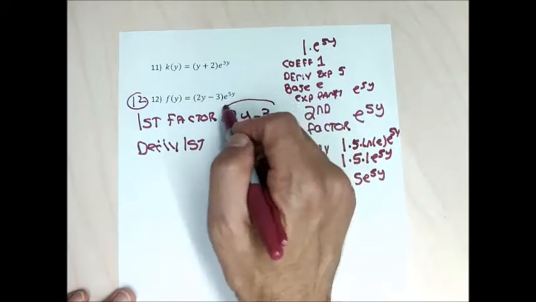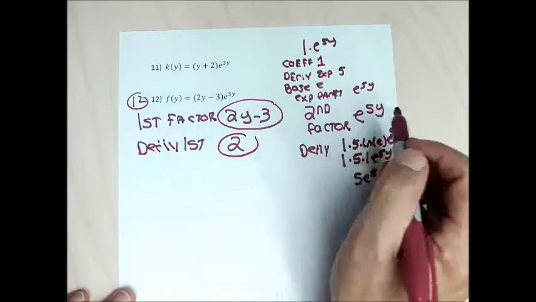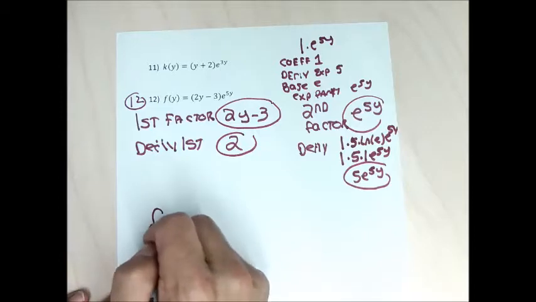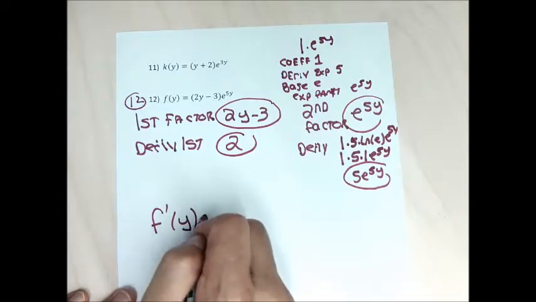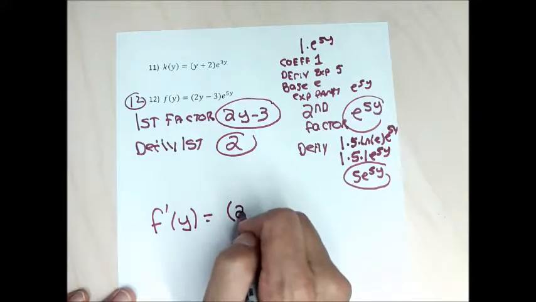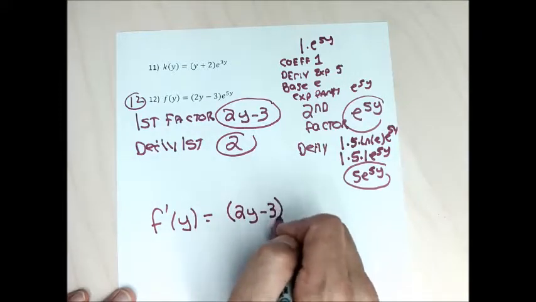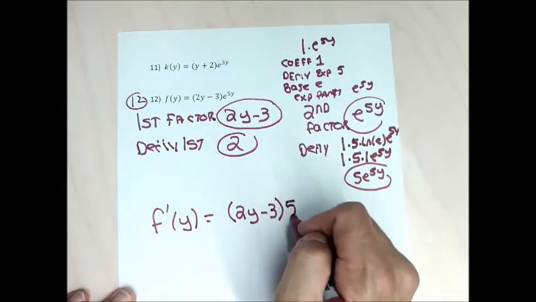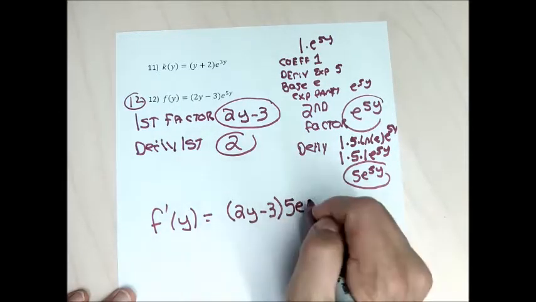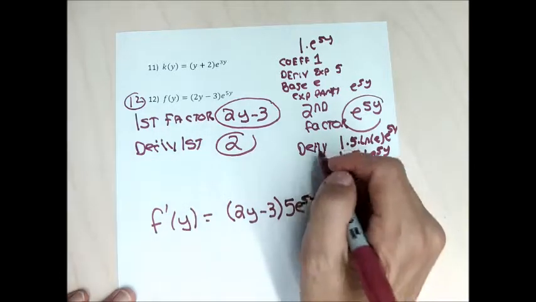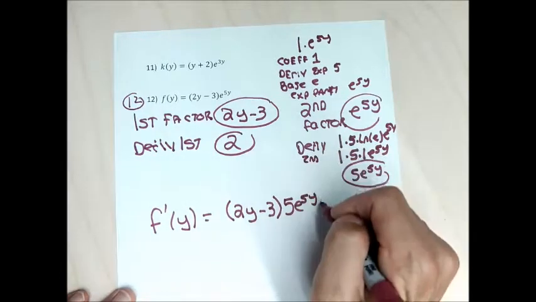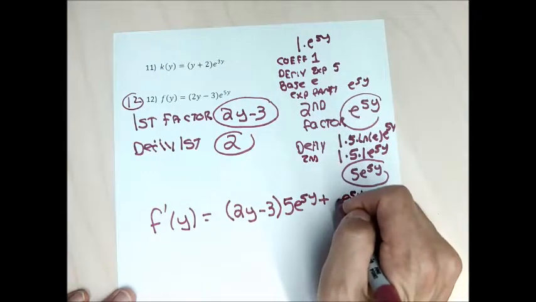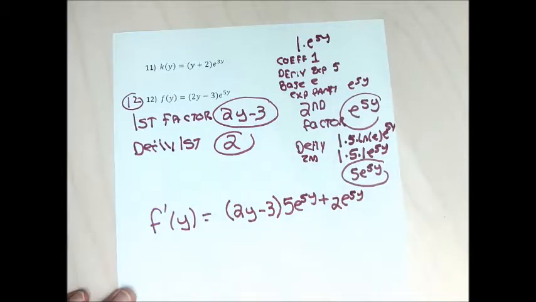So these are the 4 pieces I need. First factor, derivative of the first. Second factor, derivative of the second. So when I go to write my derivative, put the little prime symbol. I'm going to do first factor, 2y minus 3, put it in parentheses because it's a binomial, times the derivative of the second. I probably should have written it first, but it doesn't matter. Derivative of the second, plus second factor e to the 5y, times the derivative of the first, which is 2, and I wrote it in a nicer order.